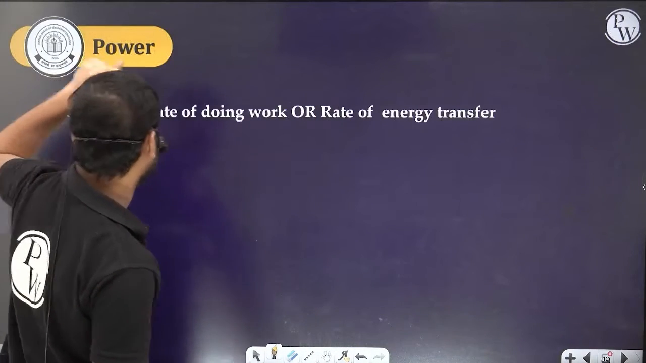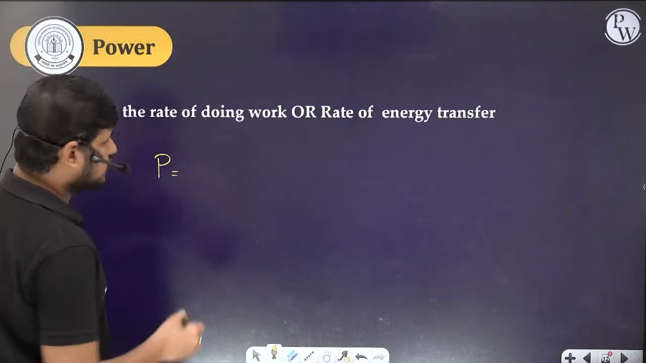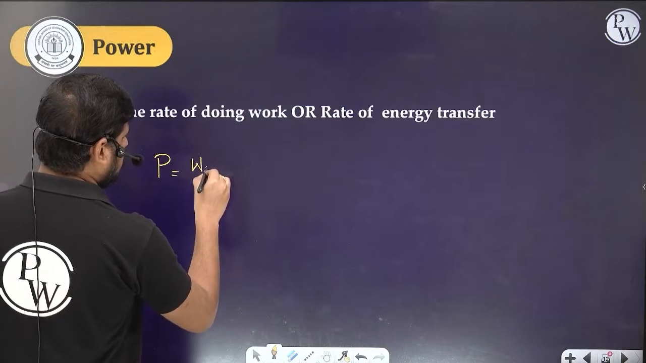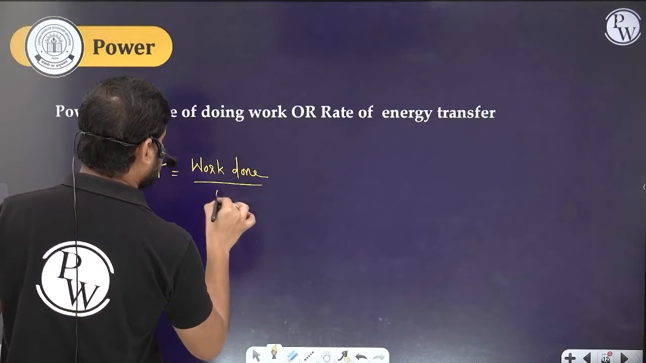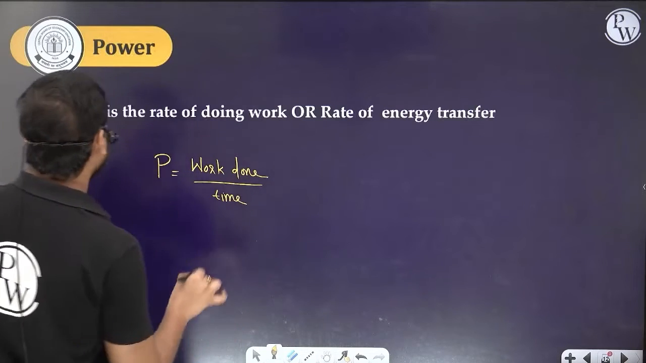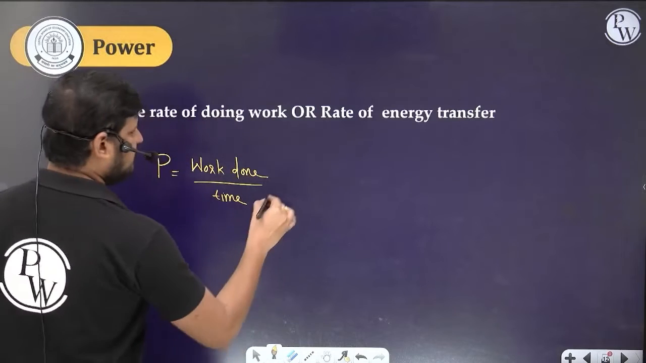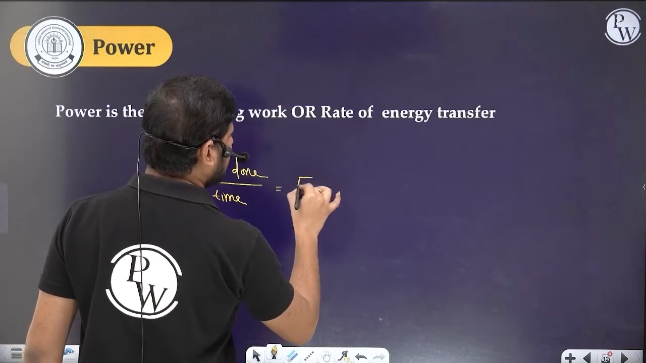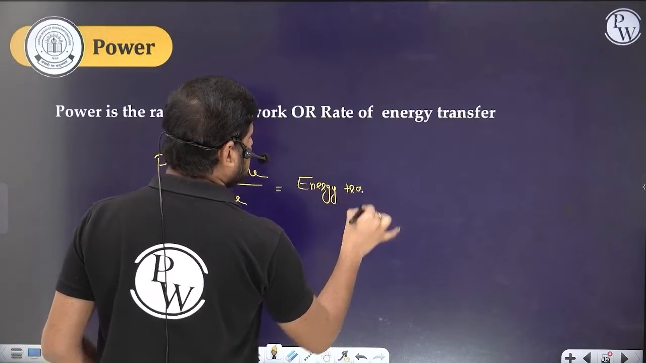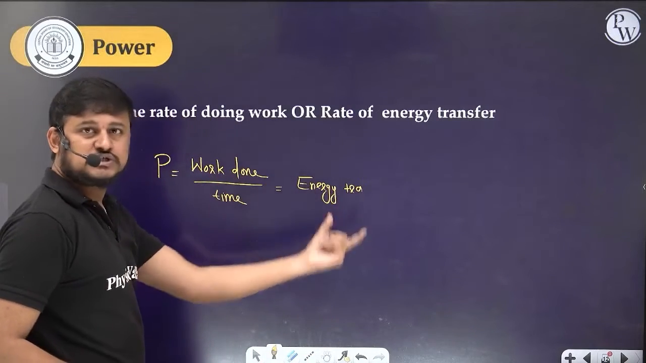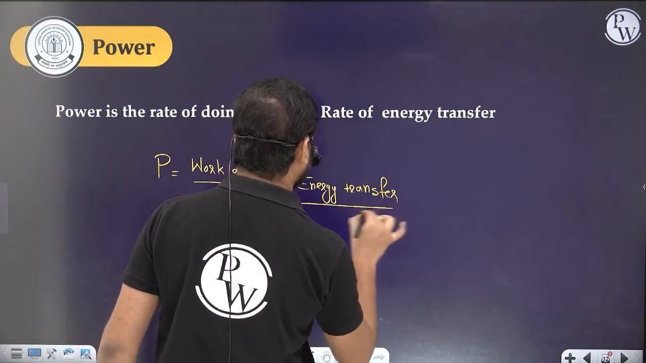What is power? You know that power is the rate of energy transfer or rate of work done, right? So it's work done by time. Rate means per time, so it's the rate of doing work, work done by time, or we can also write it as the rate of energy transfer. According to the work energy theorem, whatever the work done will be equal to the energy supplied, so that's energy transfer by time taken.